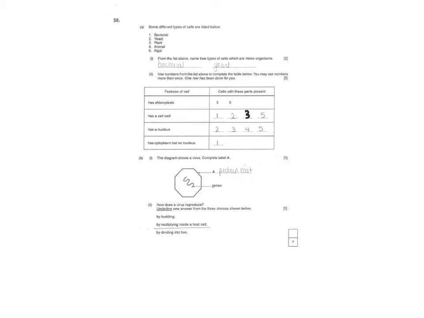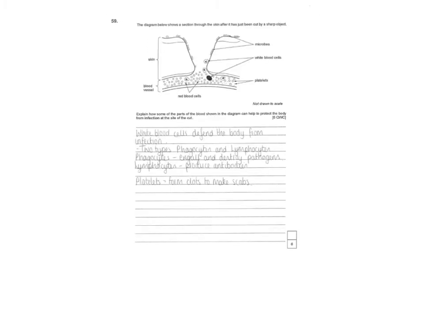How does a virus reproduce? Underline one answer from the 3 choices below. It multiplies inside a host cell. It can't do it unless it's in a host. The diagram below shows a section through the skin after it's just been cut by a sharp object. Explain how some other parts of the blood shown in the diagram can help protect the body from infection at the site of a cut.